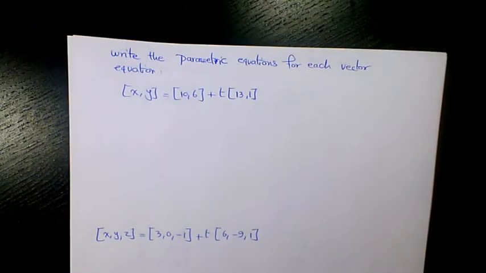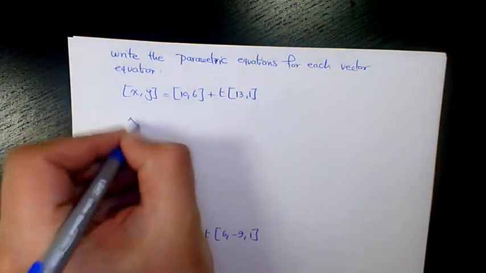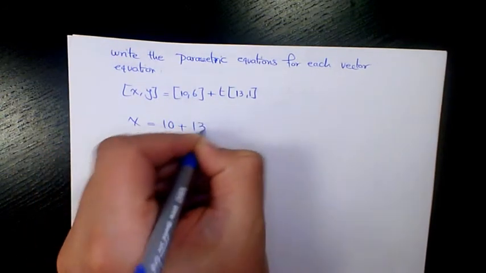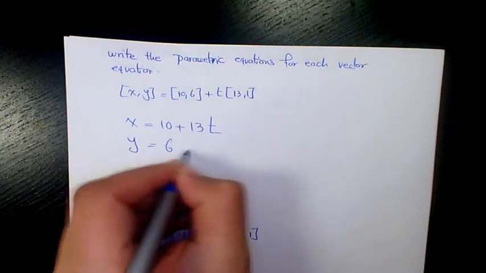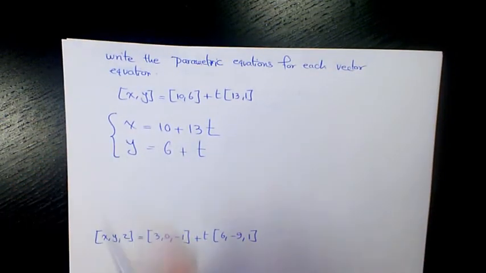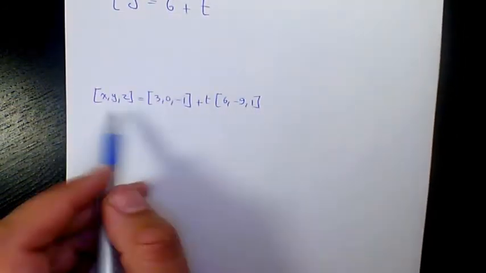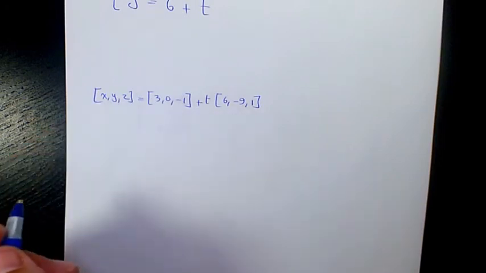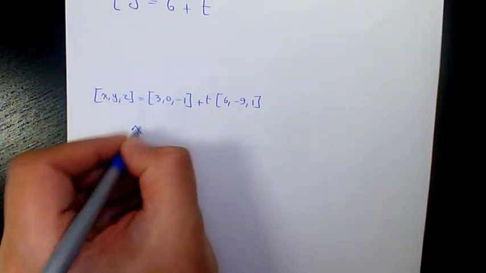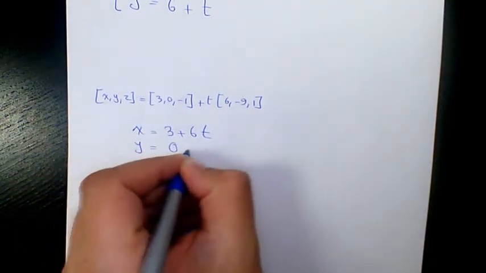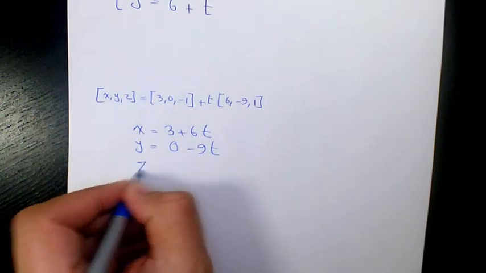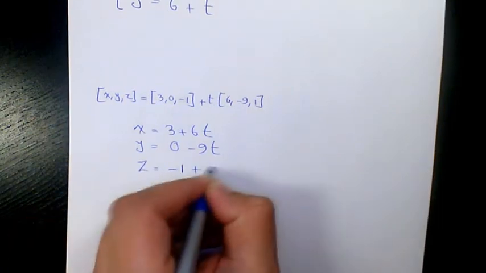Now in this example, it says write the parametric equation for each vector equation. So I can say x = 10 + 13t, and y = 6 + 1t, or just t. That's the parametric equation. Now for the next one, we have a vector equation in 3 space, and we need to write it in terms of parametric equation. x will be 3 + 6t, y = 0 - 9t, z = -1 + t.